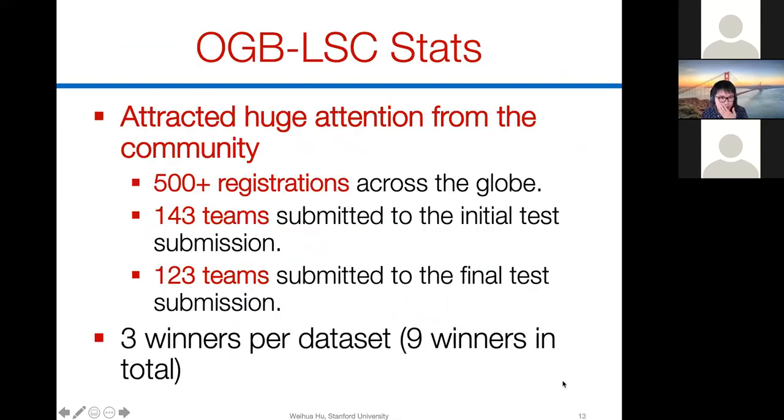So this OGB large-scale challenge, OGB-LSC, was in the KDD Cup, which we just held the workshop for 2 weeks ago. It attracted huge attention from the community. We got 500 team registrations across the globe. We have 143 teams submitted to the initial test submission, 123 teams submitted to the final test submission, and we give out 3 awards per dataset. There are 3 datasets, so there are 9 winners in total.